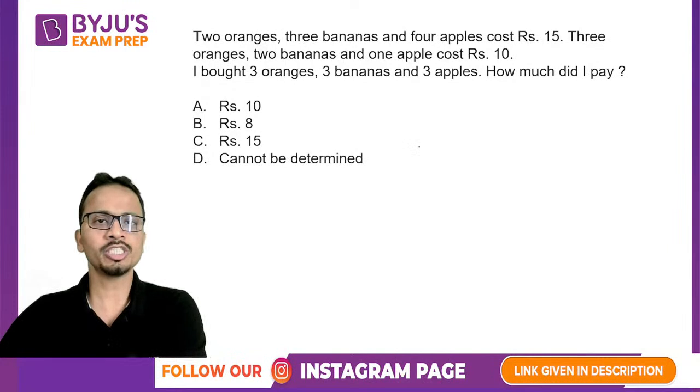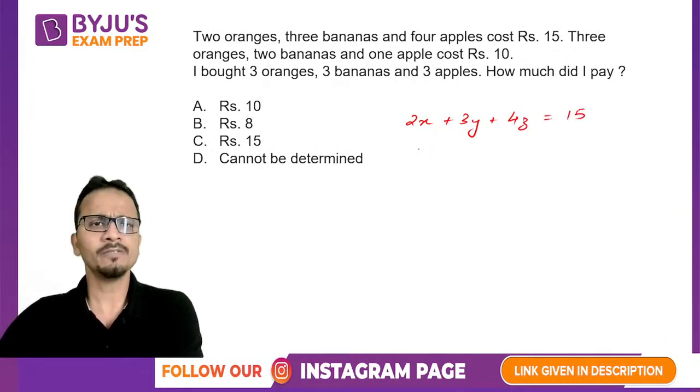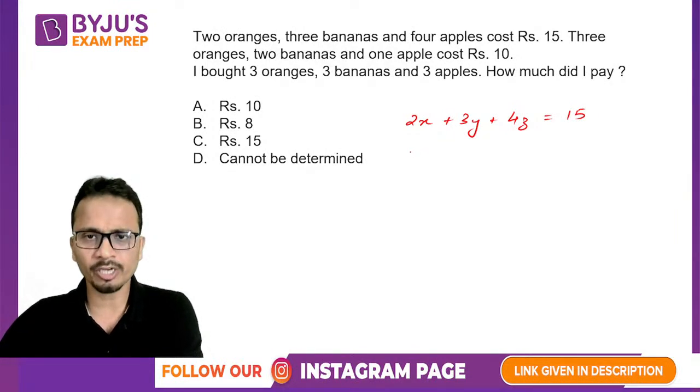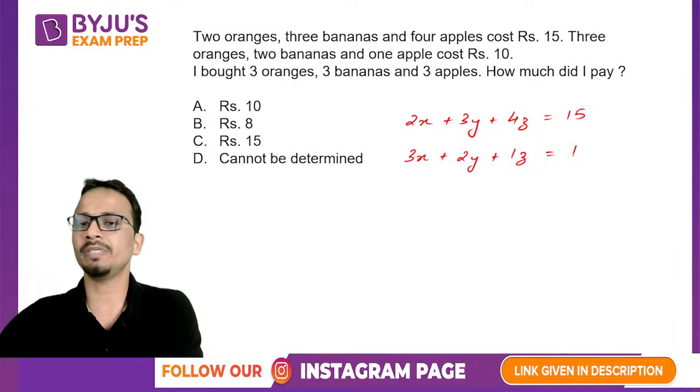All right. So the question says that 2 oranges, 3 bananas, and 4 apples cost rupees 15. So I'll make an equation: 2x plus 3y plus 4z equals 15. The second equation, be careful with the variables respectively. So again, 3 oranges, that will be 3x, 2 bananas, 2y, and 1 apple cost rupees 10.